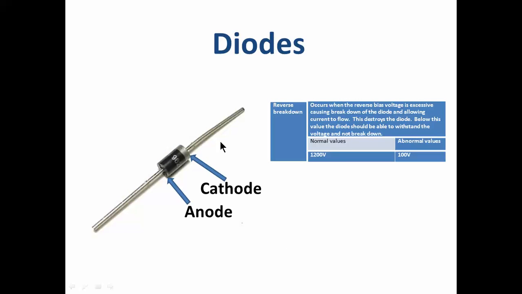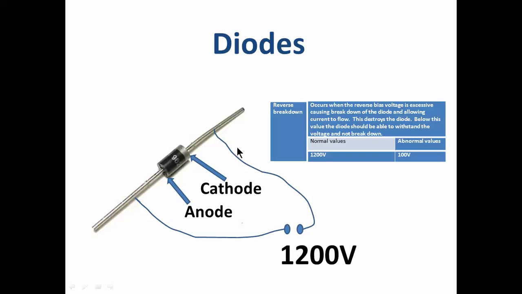The reverse breakdown is the voltage at which the current will start to flow in reverse bias. Now it's going to take quite a big voltage for this diode. It's going to take about 1200 volts before we get current flowing this way. An abnormal value would be about 100 volts. So if there was only 100 volts on there and this started to flow in reverse, then the diode is faulty.